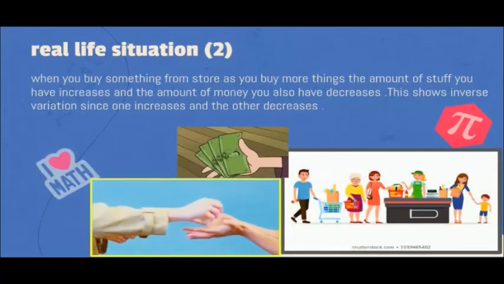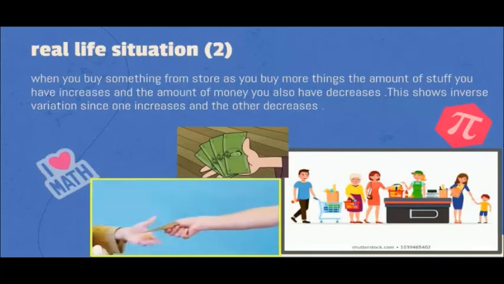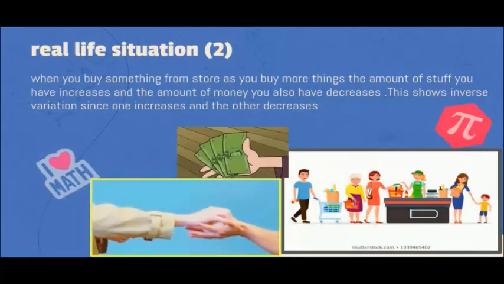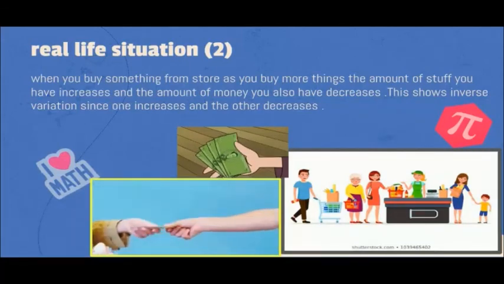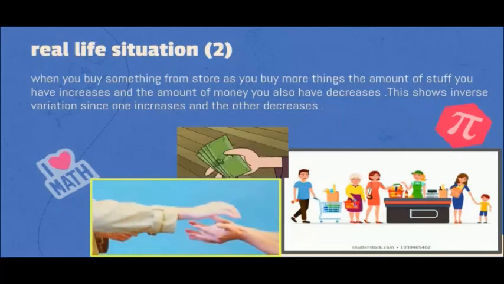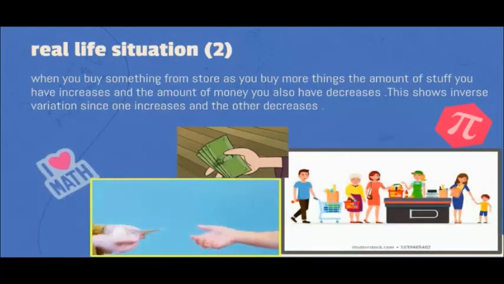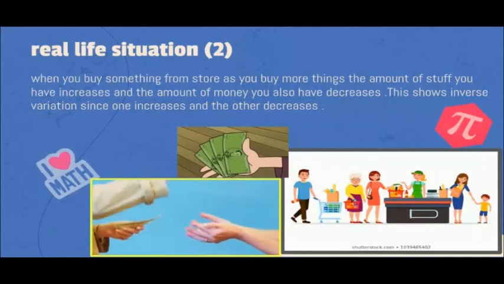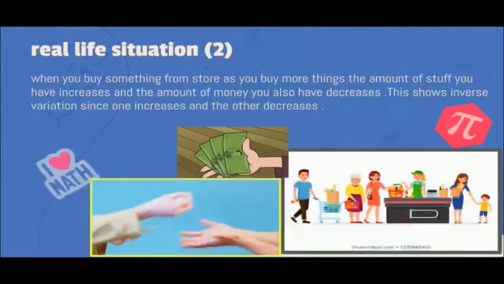Another life situation to show inverse variation. When you buy something from a store, as you buy more things, the amount of stuff you have increases and the amount of money you have decreases. And this also shows us inverse variation, since one increases and the other decreases.